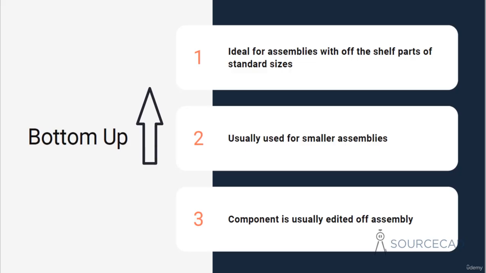Now this is the most popular kind of assembly modeling method, and it is ideal for assemblies where off-the-shelf parts or parts with standard sizes are already available. So if you have a machine which is in production for quite some time and all its parts are already available and there is no need to tweak its properties or its sizes or configurations, then you can use this bottom-up approach to simply assemble the components.